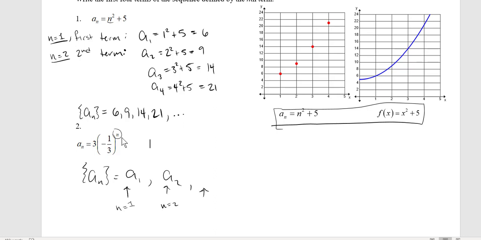In the third position, we'll put a 3. And in the fourth position, we'll put a 4. Right? And so we have to figure out what are all these values. Well, when n is 1, that means a1 equals 3 times negative 1/3 to the, well, our n value up here, that's a 1. Right? n is 1 in this case. Negative 1/3 to the 1 is just negative 1/3 times 3 is negative 1.